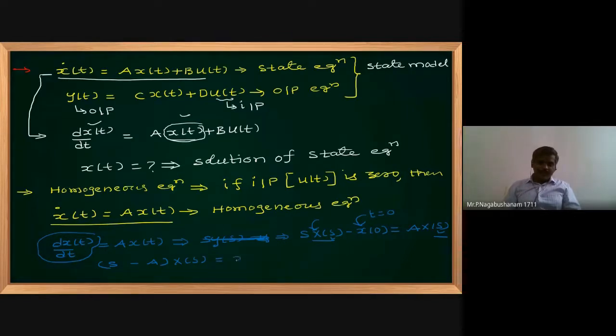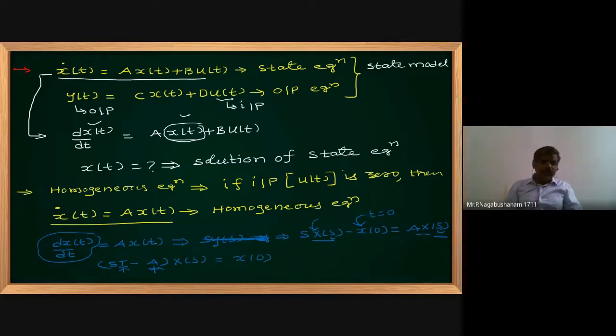Then you send this x of 0 to the right side. A is the matrix, so take A into X of s to the left side. Take X of s as a common factor: s minus A. But it is not s minus A directly, because s is the operator and A is the matrix, so it is not possible to subtract a matrix from a single value. That's why I'm using the I matrix, so the order of I and A will be the same. If A is n by n, I is also n by n. If A is 3 by 3, I is also 3 by 3.